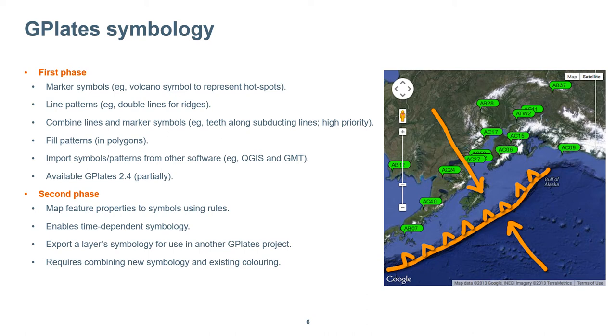So that's the first phase of symbology, and that will be in GPlates, the next release of GPlates. And the second phase will basically be how to determine what symbols to use for different features and geometries. So this is basically being able to specify rules that determine how to color it, what symbols to apply based on the feature properties, and be able to change the symbols through time.